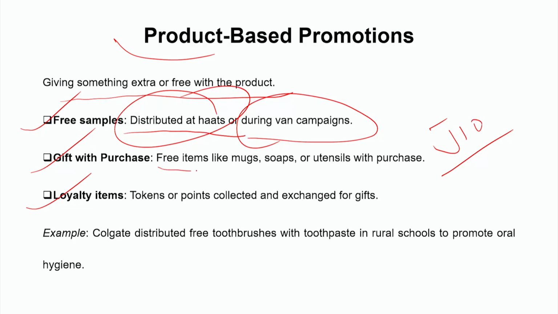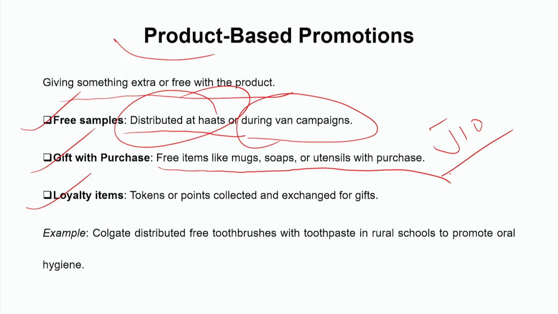Gift with purchase, free items like mugs, soap and utensils with the purchase. Many a times we see that companies like Nirma, Wheel, Surf Excel, they offer the mugs, they offer buckets, they even offer the soap cases, and when any products followed with the additional products and this product is of utility.